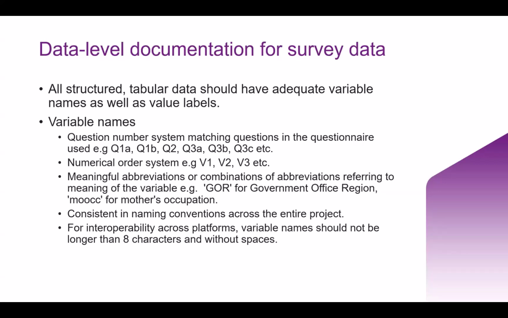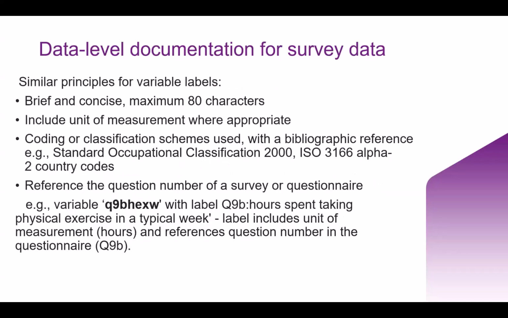We should have meaningful abbreviations, such as GOR for government office region. There should be some consistency in naming conventions across the entire project, especially where there are different data sets across the project. Finally, for interoperability across platforms, variables should not be longer than 8 characters, and they should not have spaces. Following similar principles for variable names, the variable labels should be brief and concise, no more than 80 characters. Where applicable, they should use a unit of measurement.